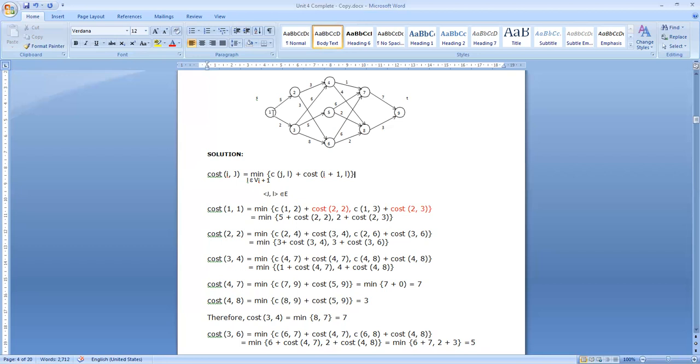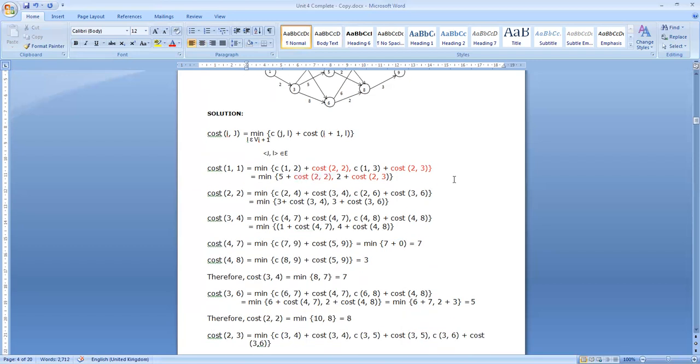Now what is C(1, 2)? The weight value between vertex 1 and 2 is 5. So 5 is given here, plus cost of (2, 2), which you have to find. Then C(1, 3), the weight value, is 2. So it is 2 plus cost of (2, 3), which you have to find. These two you have to find.